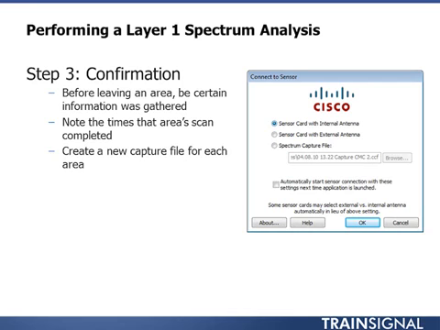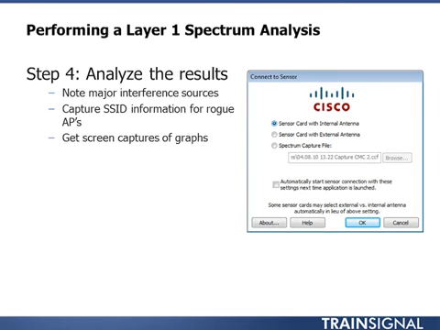So I store it in a file. If I'm using the Cisco Spectrum Expert tool, it'll say to me, do I want to capture that data? And then later on I can replay that captured file as if I was actually walking around. So if I miss something, I can go back and actually look at it later on. So then I analyze the results.